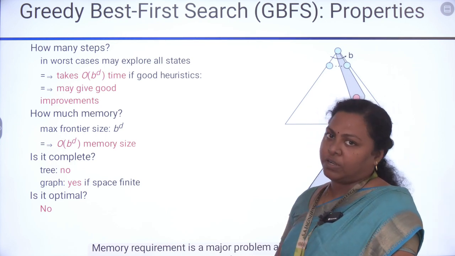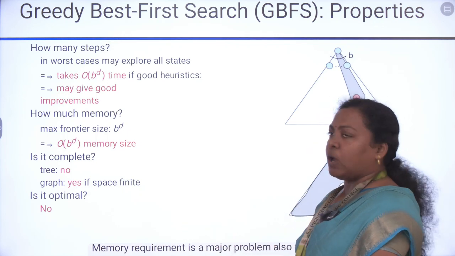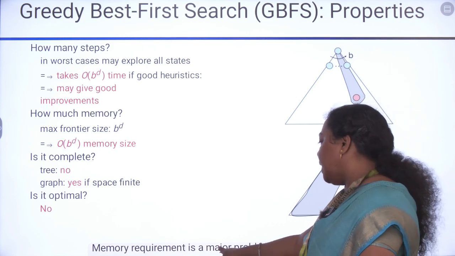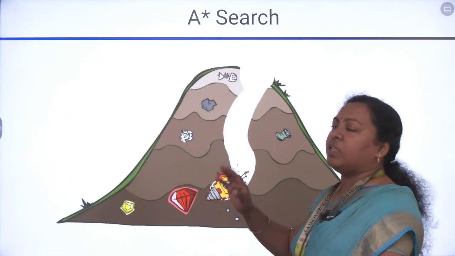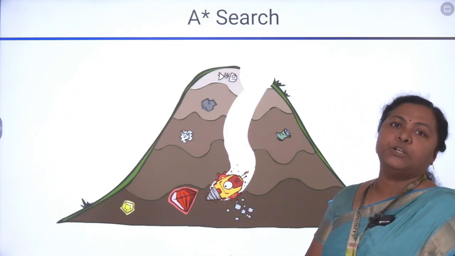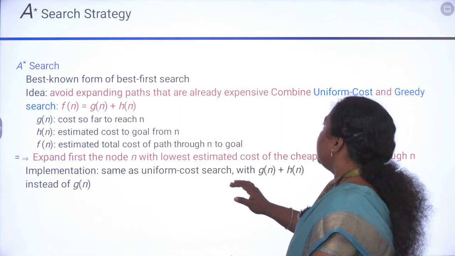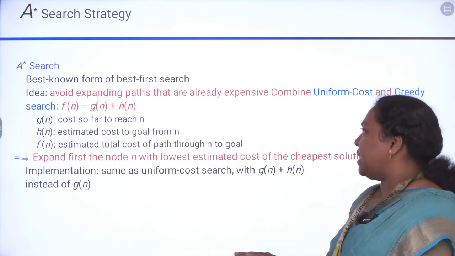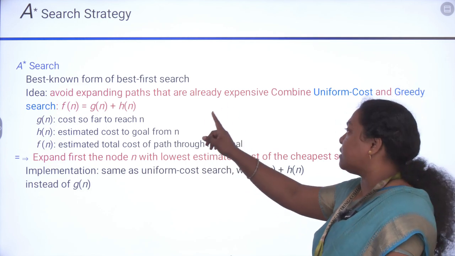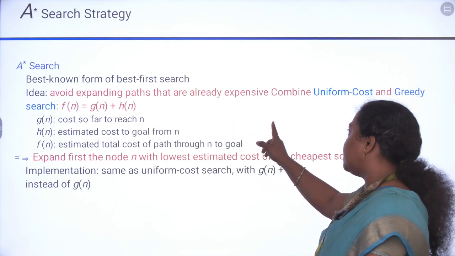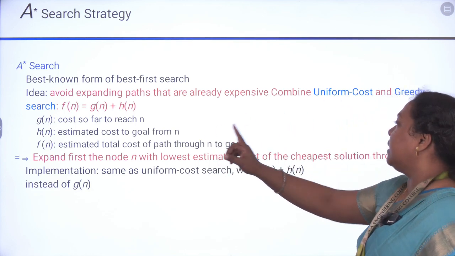And is it complete? For tree it is not complete. For graph, yes, if the space is finite. And optimality, it is not. So the main problem behind this is the memory requirement. We go in for the A star search, which is considered to be the optimal solution for complex problems. A star is known as the best known form of best first search, and it helps us avoid expanding paths which are already expensive by combining the two strategies, uniform cost search and greedy search.